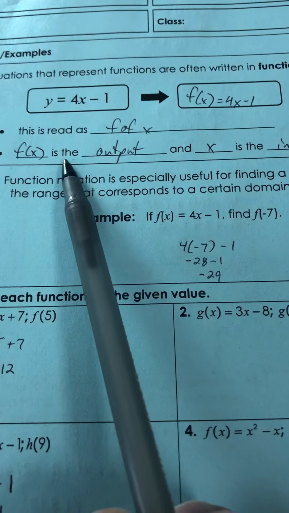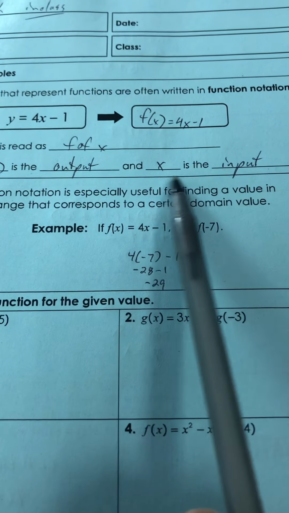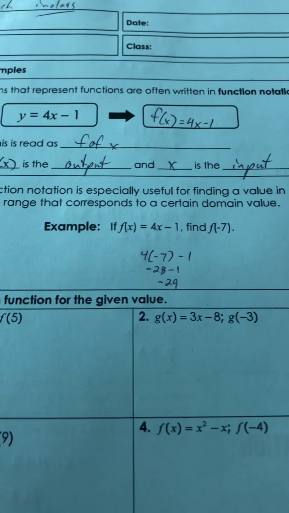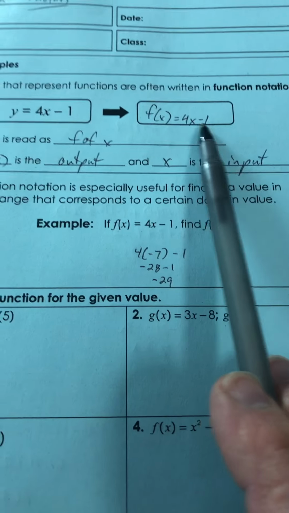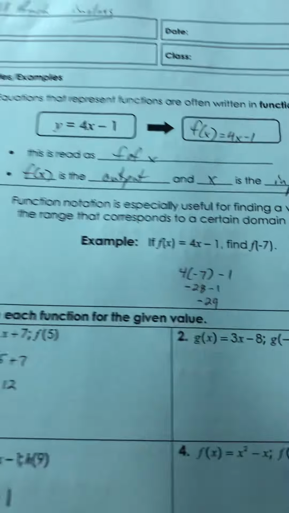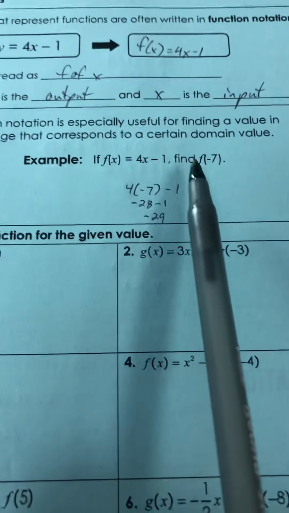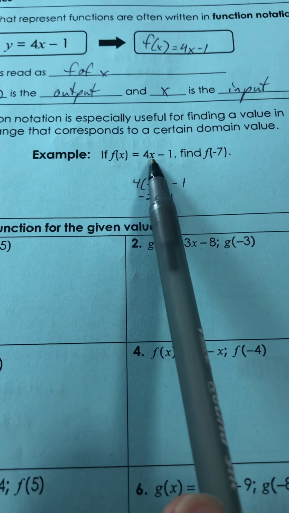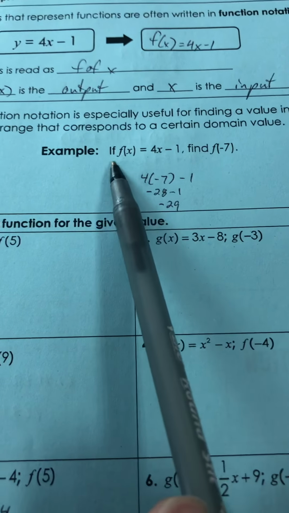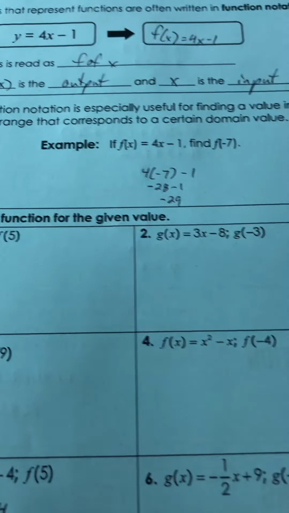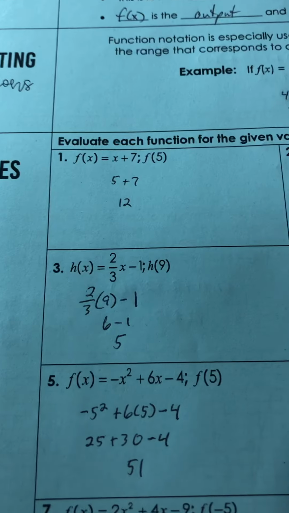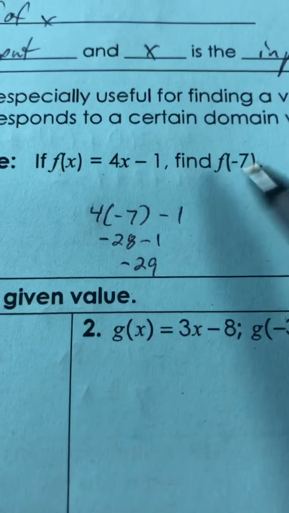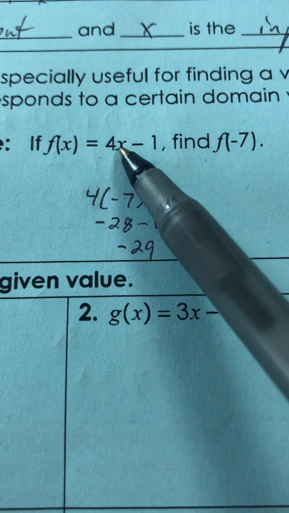So f of x is the output and x is the input, just like y has always been the output and x is the input. So you put a number in for x and you get a new y. So we're just going to do that. The input is -7, we're going to put this in for x to figure out what the f of x or y would be, 29. So let's get started. In example one, I just plugged in the -7 where the x was.